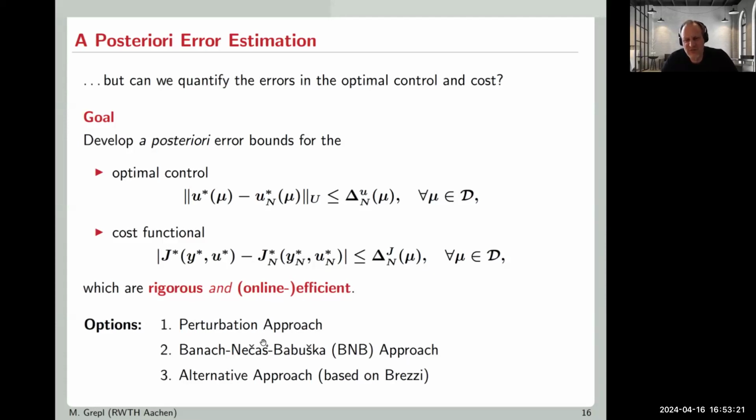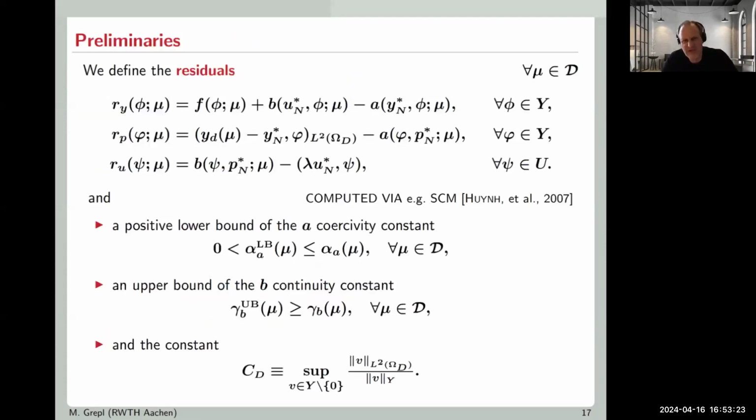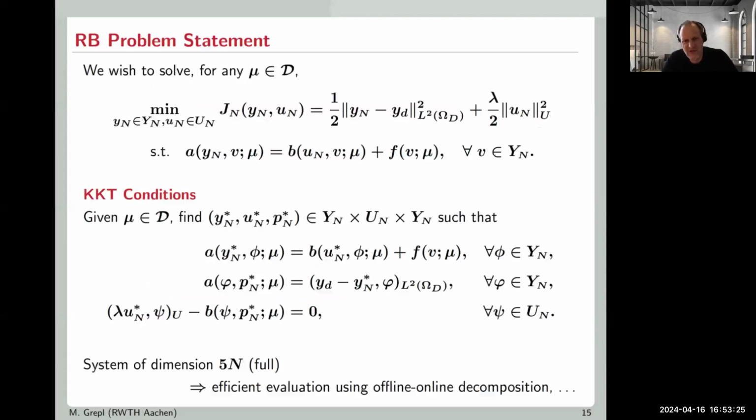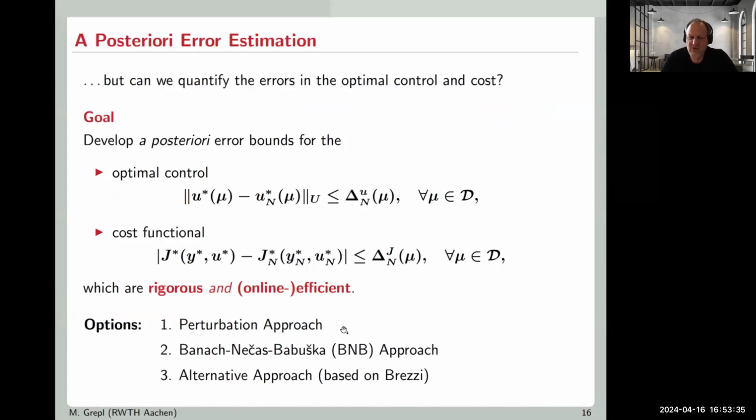The BNB approach basically looks at the optimality system, written down here, which you can write as a system of PDEs, which is then non-coercive, and you can use the BNB theory to obtain a bound for the triple. So not just for the state or the adjoint, but really for the triple: state, adjoint, and control. And the alternative approach is, as I said, based on Brezzi. So it's based on a posteriori error results for saddle point problems by Brezzi.